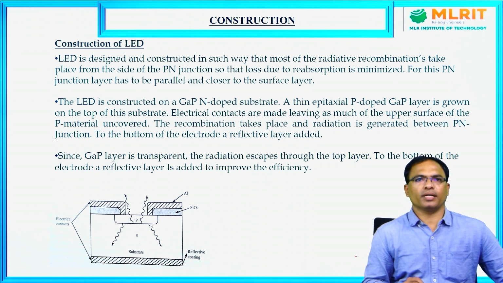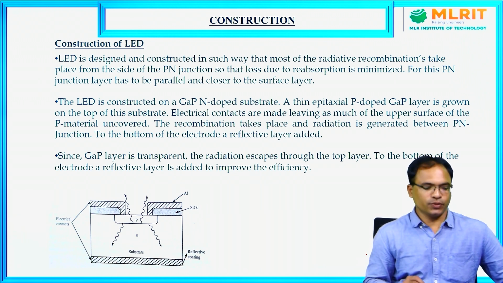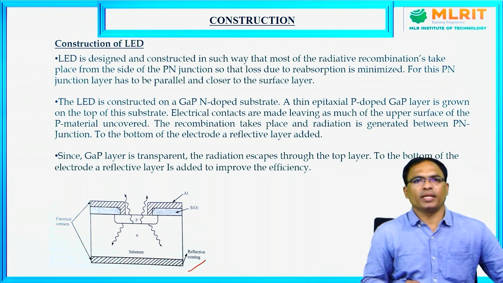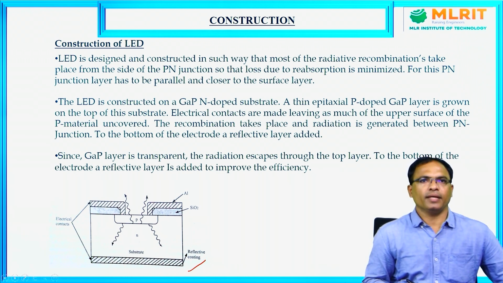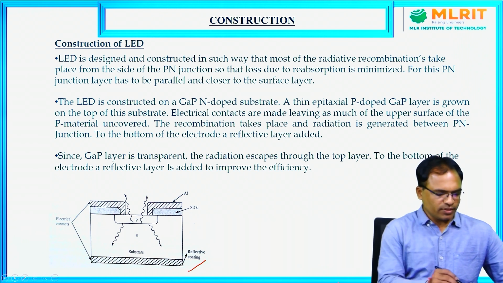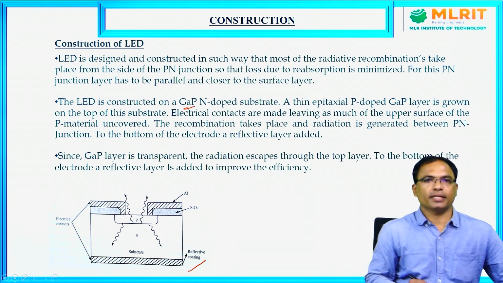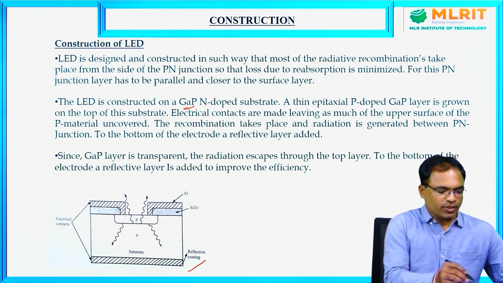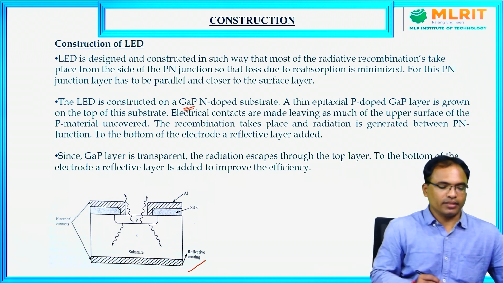Now coming to the construction. The simple construction of LED is shown in this particular diagram. In this diagram, so many layers are there. Particularly, this LED is made using one of the direct band gap semiconductors, called gallium phosphide. Gallium is a third group element, phosphorus is a fifth group element. By combining gallium and phosphorus, the compound semiconductor gallium phosphide is produced.